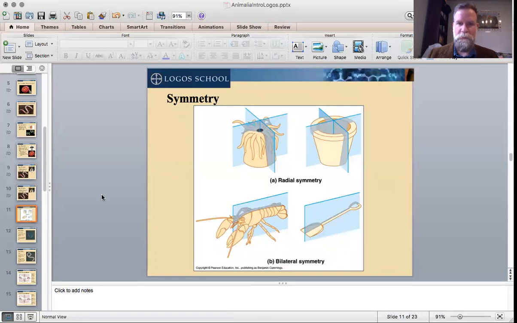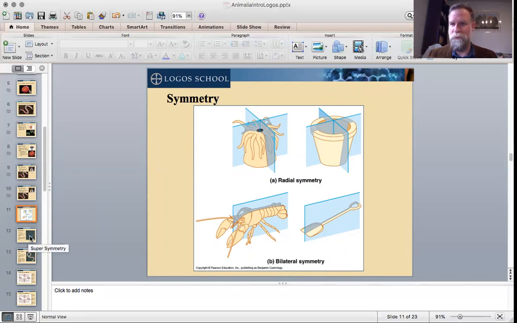Here we see examples of radial and bilateral symmetry. There's our sea anemone again, your pot for a plant. Your crayfish is bilaterally symmetrical, and your shovel is as well.